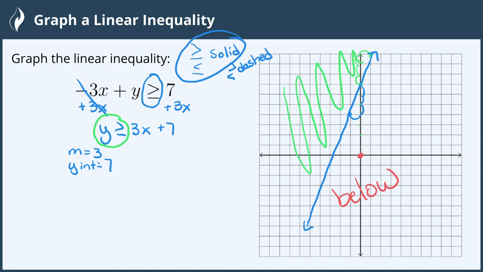Let's say I'm unsure which way I should shade. So let's use the point 0, 0, and plugging that into the inequality, we get 0 is greater than or equal to 3 times 0 plus 7. If it makes the inequality true, it should be a part of the shaded region. 3 times 0 is 0, 0 plus 7 is 7, and we ask ourselves, is 0 greater than or equal to 7? No, 0 is smaller than 7, so our point 0, 0 is not a part of the solution and should not be shaded.